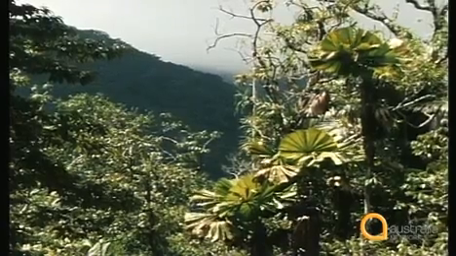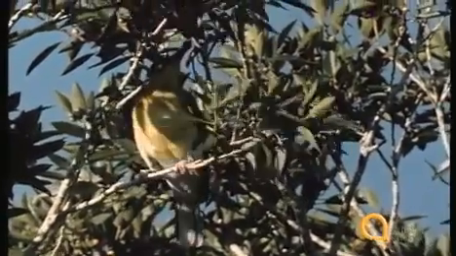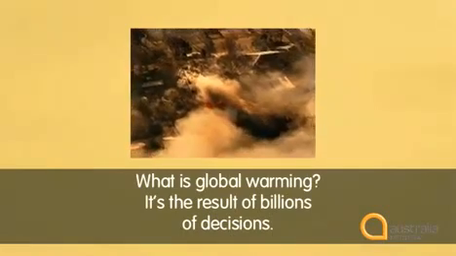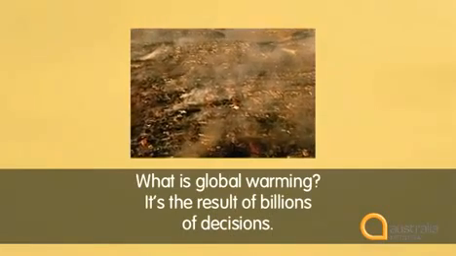Trees are flowering earlier. Birds are laying eggs earlier. Butterflies are moving up hills. So what is global warming? It's the result of billions of decisions.